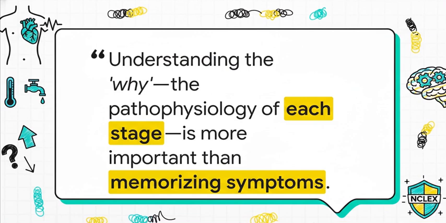So please, remember this. Don't just memorize these lists of symptoms. You have to understand the pathophysiology, the why behind the tachycardia, the cool skin, the dropping urine output. This deep level of analytical thinking is exactly what the NCLEX is designed to test. When you understand the story the body is telling you, you're going to absolutely crush these questions.